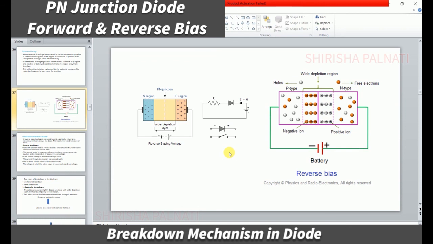So in the depletion layer, at the middle junction of the line, on the p side negative charge is present, and in the n type positive charge is present. So they neutralize each other through the electric field. So the difference between these two charges is called the potential barrier.